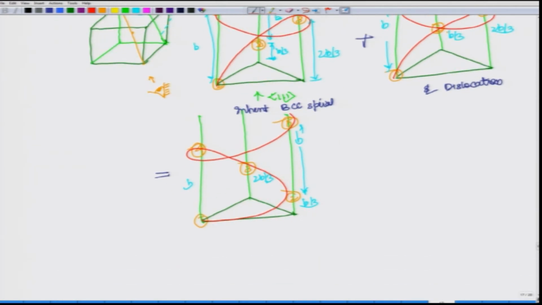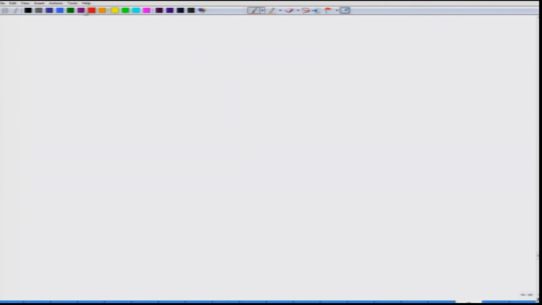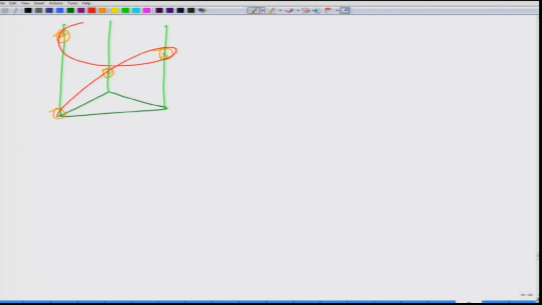But let us say you happen to add something like this. So, now I will start with the same spiral of the inherent BCC. So, this is 1, this is at... so, this is the spiral. Now, what I want to do is add a dislocation of opposite character into this.